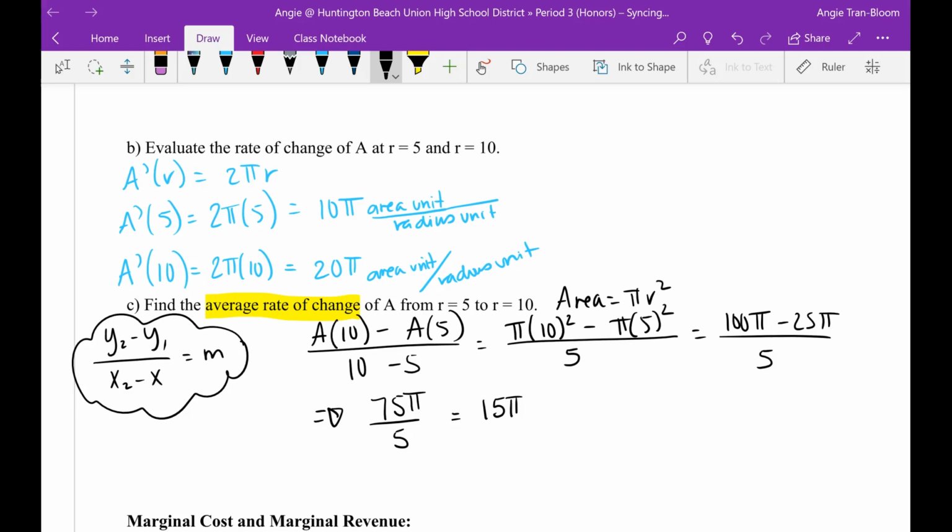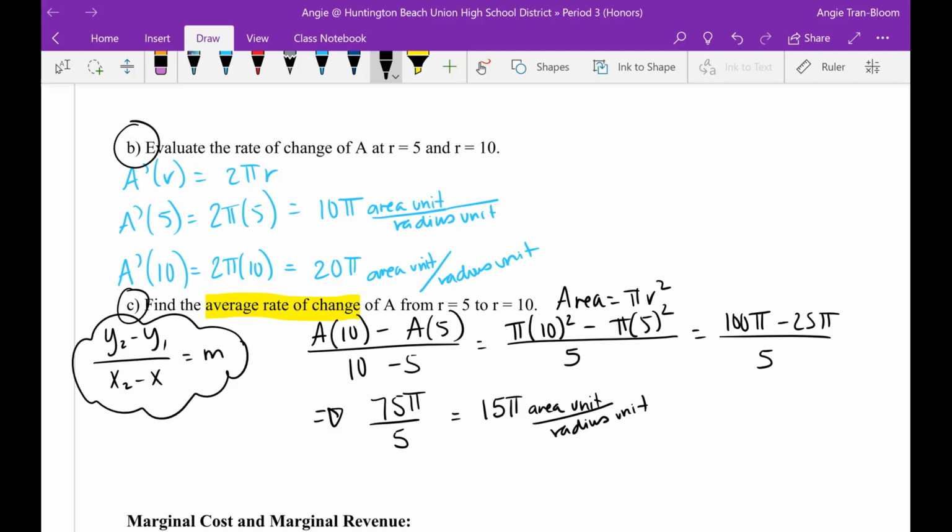So what's the unit of measurement here? It's going to be area units over radius units. As you can see, the derivative at 5 and 10 on letter B, the instantaneous rate of change, is different from the average rate of change. The average rate of change is really talking about the overall. If we take the average over the 5 units on the bottom, it's going to be 15 pi for every 1 unit of radius.